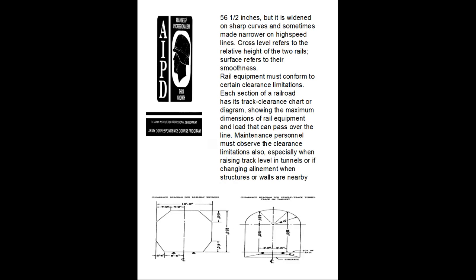Each section of the railway has its track clearance chart or diagram showing the maximum dimensions of the rail equipment loading that can pass over the line. Maintenance personnel must observe clearance limitations, especially when raising the track level in tunnels or changing alignment near structure walls. See the clearance diagram of railway bridges and the clearance diagram of a single track tunnel, track on the tangent.